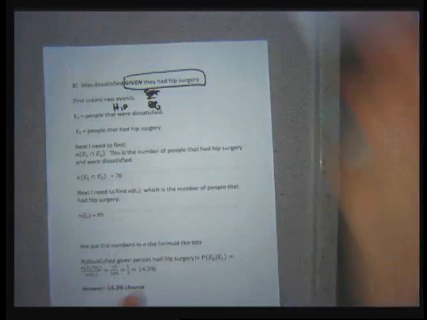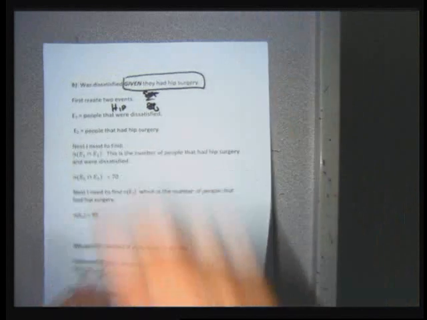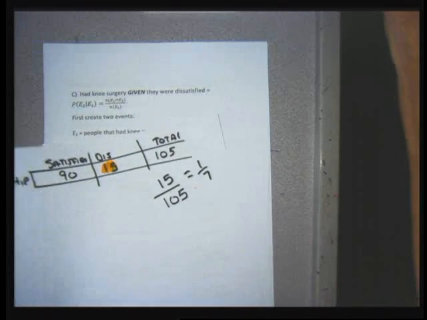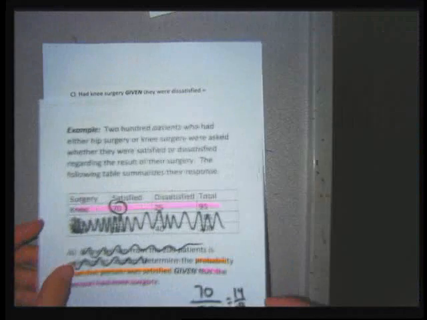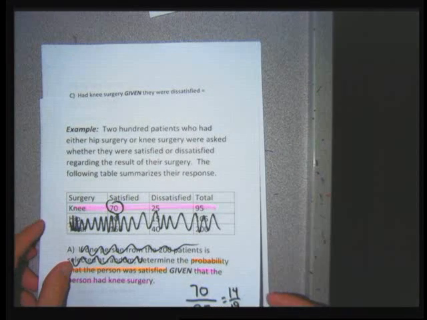And this whole write-up gets me to there, but it's much more complicated. Okay, last problem, hopefully, because I destroyed this table. So last thing, what is the probability that someone had knee surgery given they were dissatisfied?